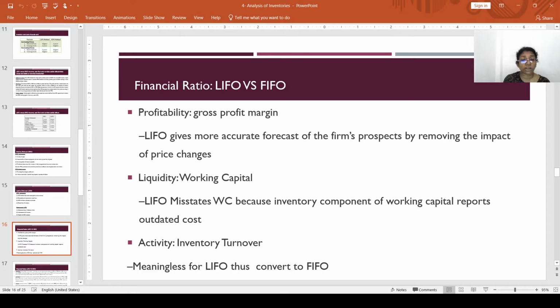Then what is the impact on the activity ratios or the inventory turnover ratio? Actually, the inventory turnover ratio is the cost of sales divided by the current average inventory. So, since the average inventory is meaningless for the LIFO method, the inventory turnover ratio will not reflect the true figure. Therefore, to reflect the true figure, we have to convert it to the FIFO method.